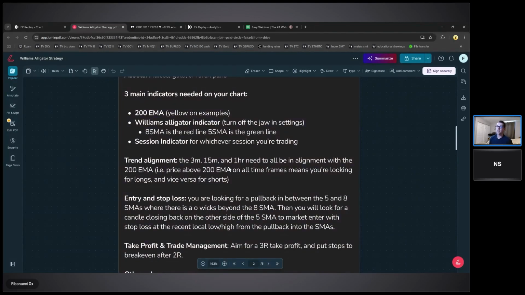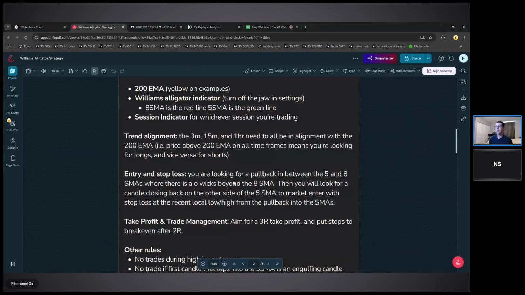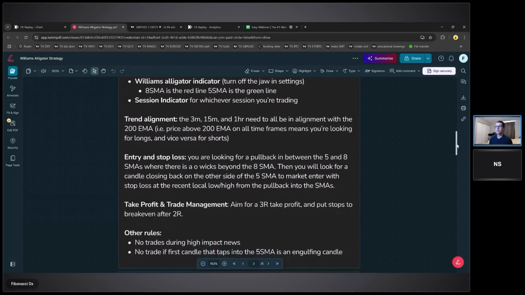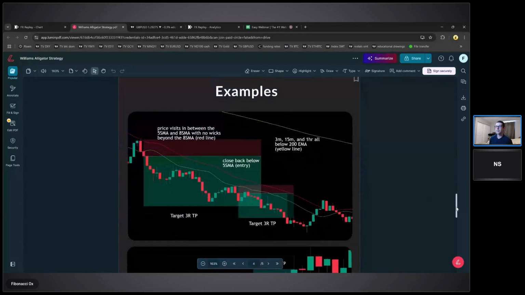The first one is that you need the 3-minute, 15-minute, and 1-hour timeframes to all be in alignment with the 200 EMA. So if price is above all of them, we're going to be looking for longs, and if it's below all of them, we're going to be looking for shorts. Pretty simple. Entry and stop loss. I'll show you a couple of examples, as it'll be easier than just reading this text. But essentially, what we're looking for in these trades is, okay, we've got our first check that all 3 timeframes are below the 200 EMA.